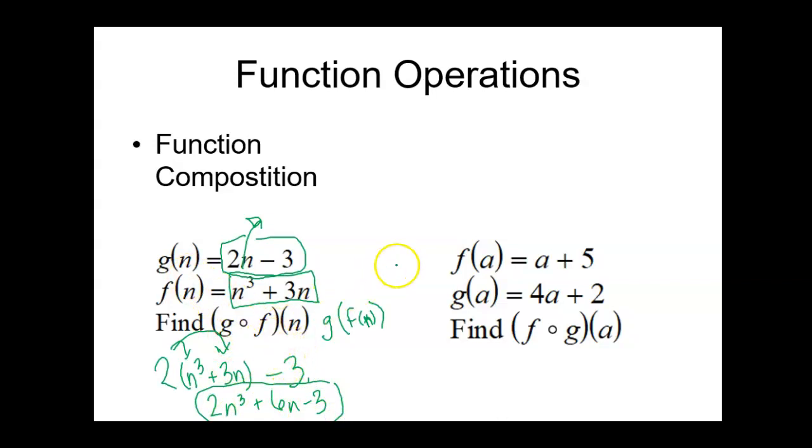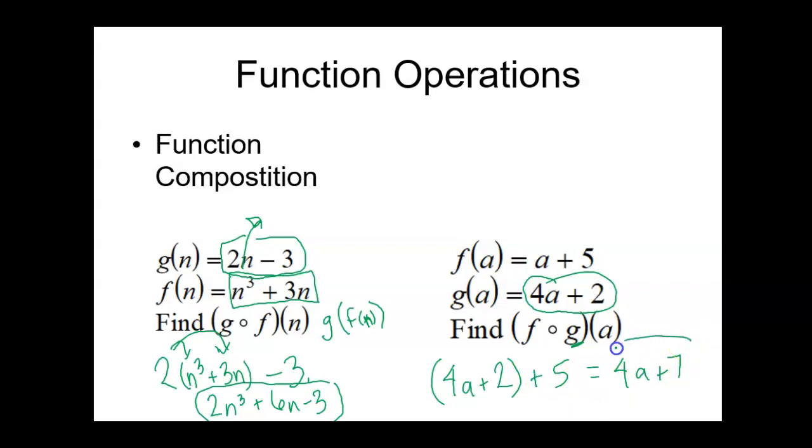Okay. So now we're going to do the same thing here. I have f of a equals a plus 5. I have g of a equals 4a plus 2. I want to take function f. So here's function f. I'm going to do a plus 5, but I'm going to take a out. So it's just blank plus 5. And then in that blank, I'm putting the entire function g, the second one listed. So I'm going to replace the a with 4a plus 2. And now I can go ahead and simplify this. 2 plus 5 is 7, so this would just equal 4a plus 7.